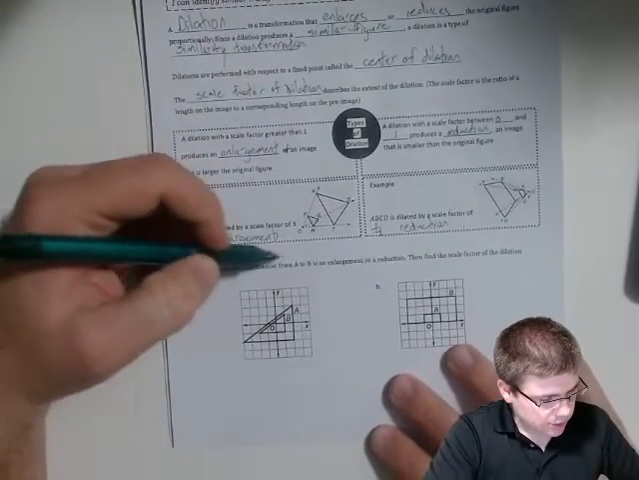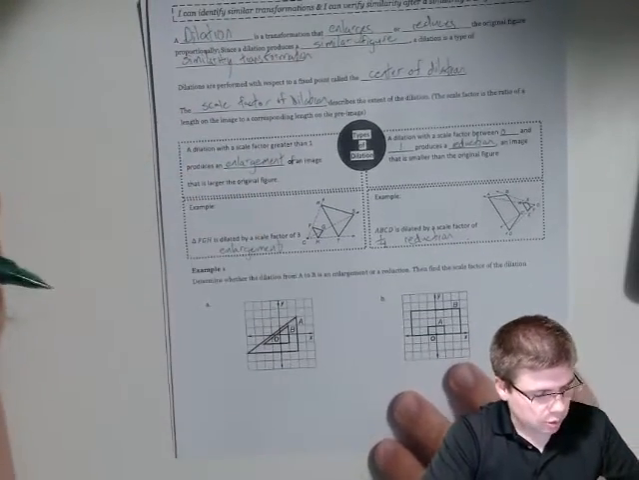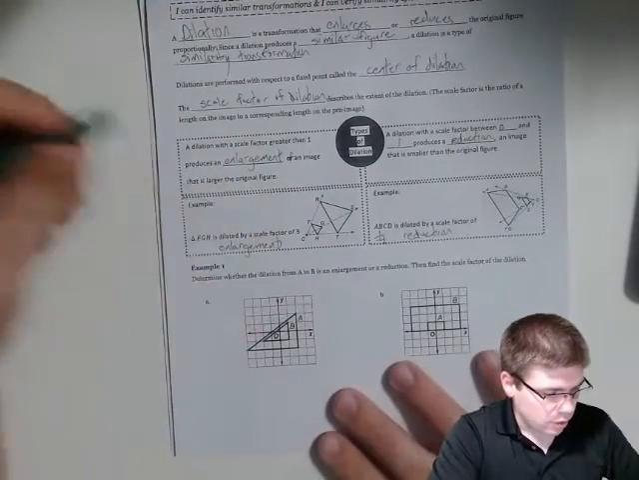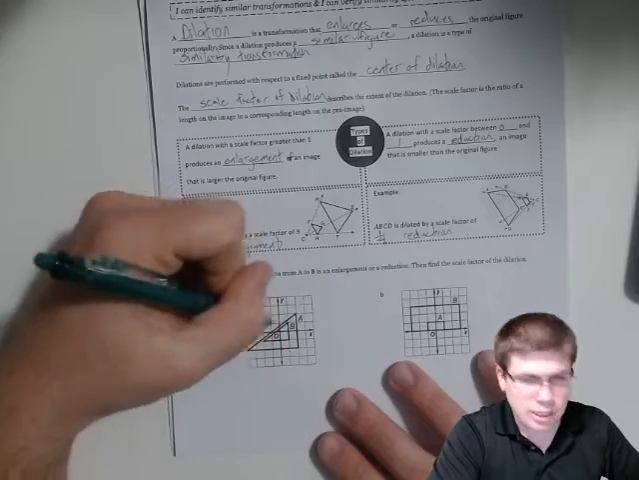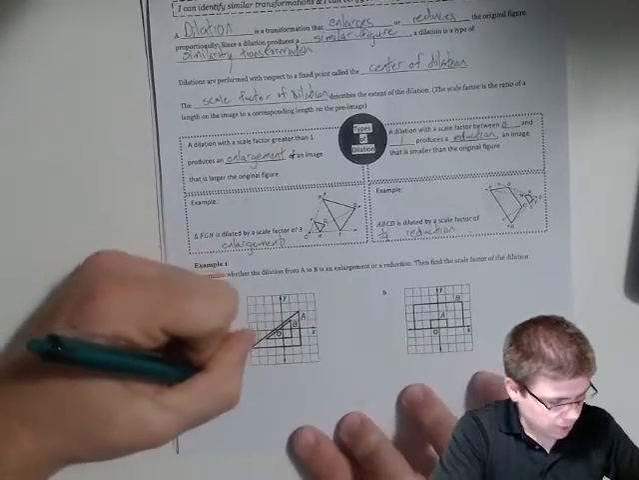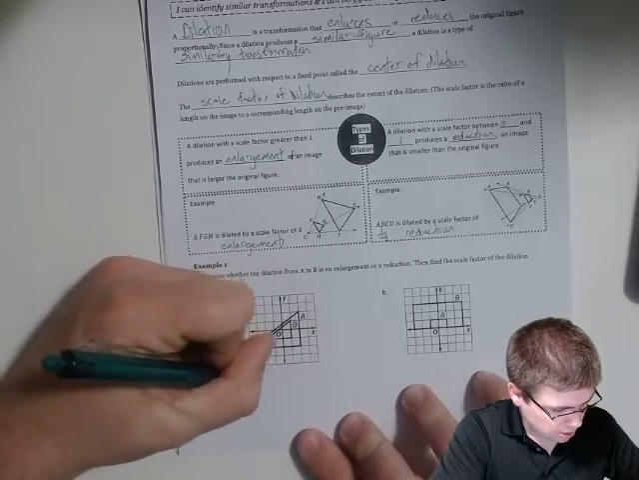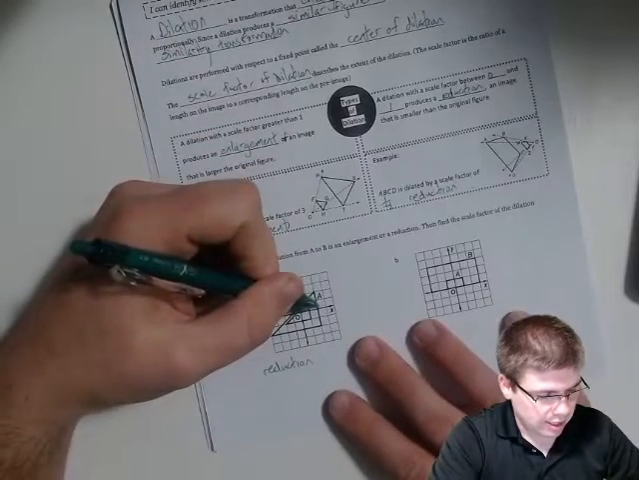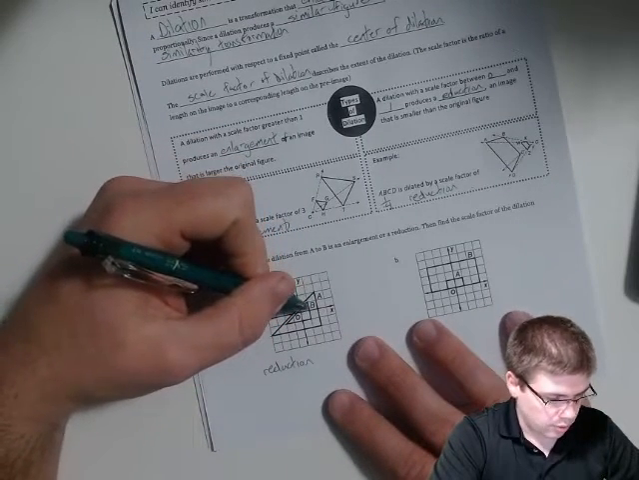Determine whether the dilation from A to B is an enlargement or reduction, then find the scale factor of the dilation. So in this case, we're going from A to B, and you should be able to just see A is the bigger figure going down to B. This is a reduction, but then we want to figure out the scale factor. So what do I multiply to get from A to B?